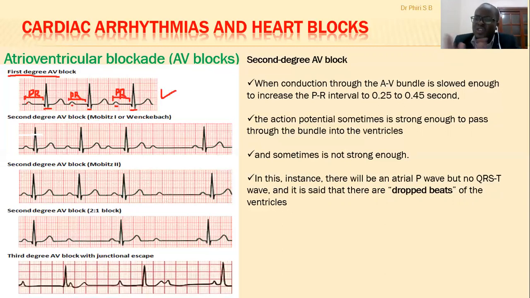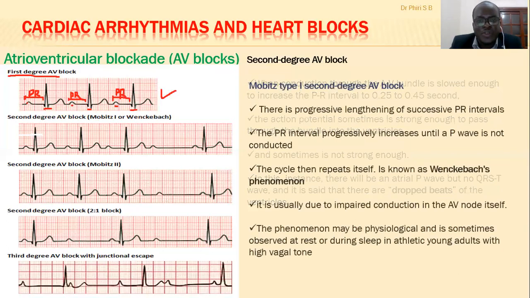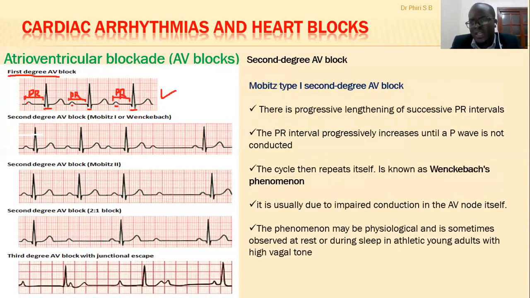So it means the ventricles are not contracting because one of the P waves is not being conducted to the ventricle, so that you have the QRS complex. So this is a second degree heart block. So you have different types of second degree heart blocks. This is why it gets complicated, but it's very simple if you look at it.